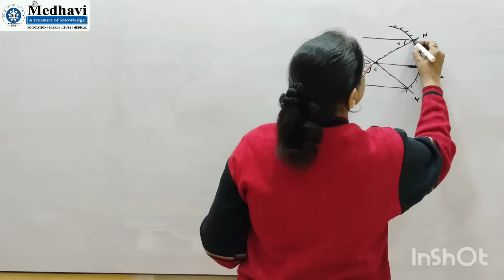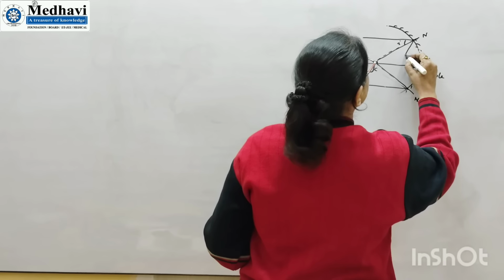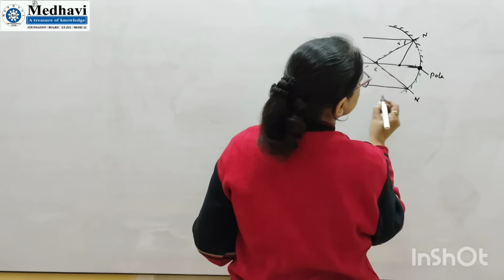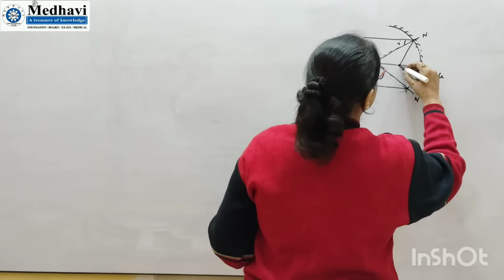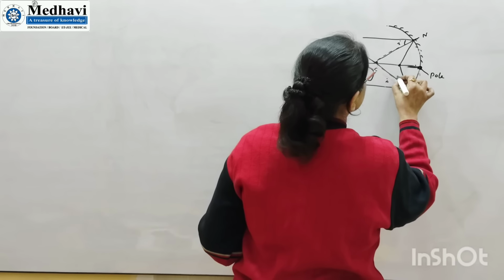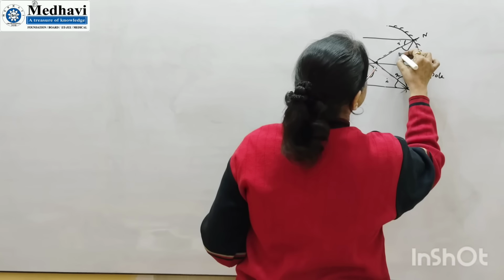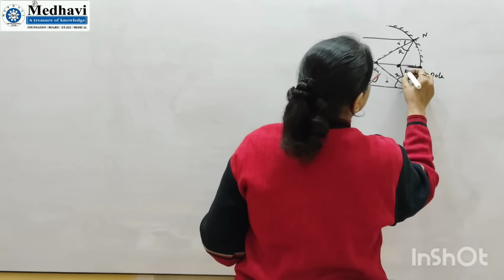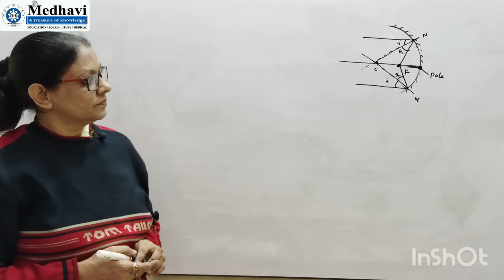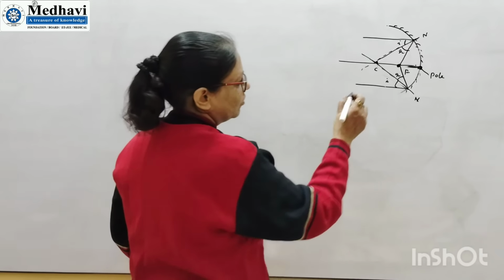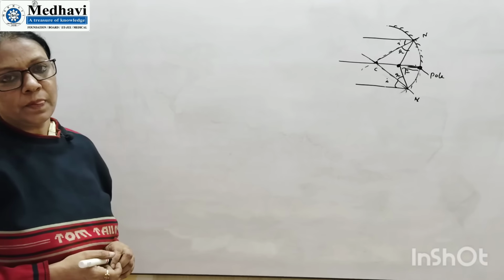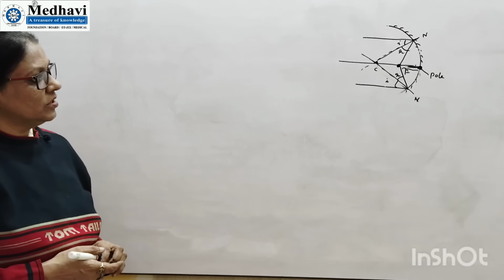And then the ray will bounce back and cut the principal axis at a point. Here also. This is the angle of incidence, this is the angle of reflection. This point is called the focus of the mirror. And the distance between the focus and the pole is known as the focal length. This is very important information.